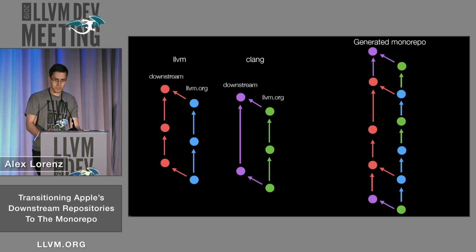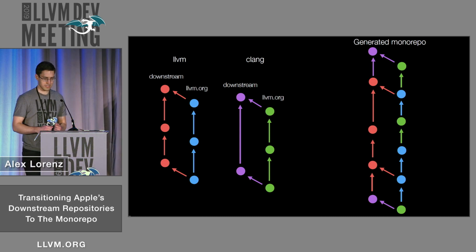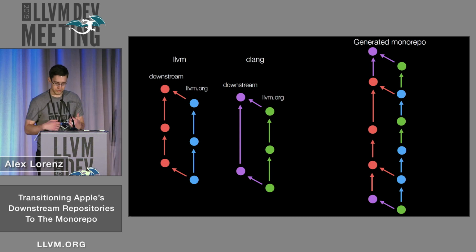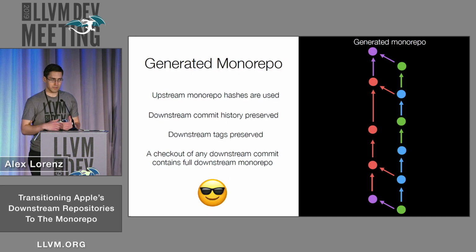It works quite well in practice, so we're fairly happy with that because it allowed us to achieve all the goals that we set out to achieve. We're able to go back in history, bisect, check out full contents of the downstream Monorepo, and we managed to preserve the historical branches and the historical tags as well.